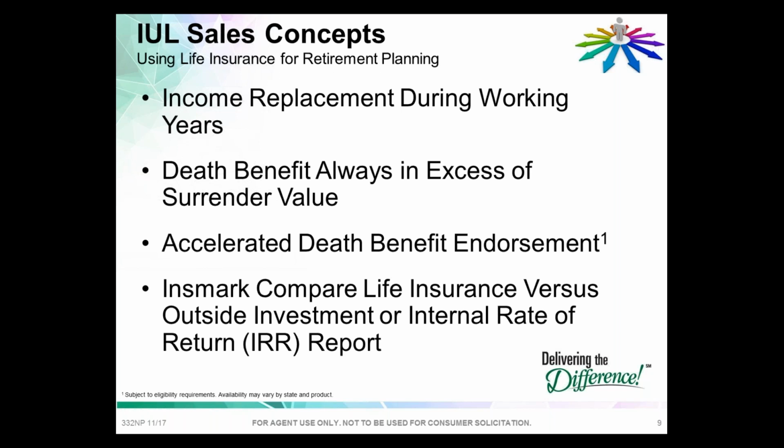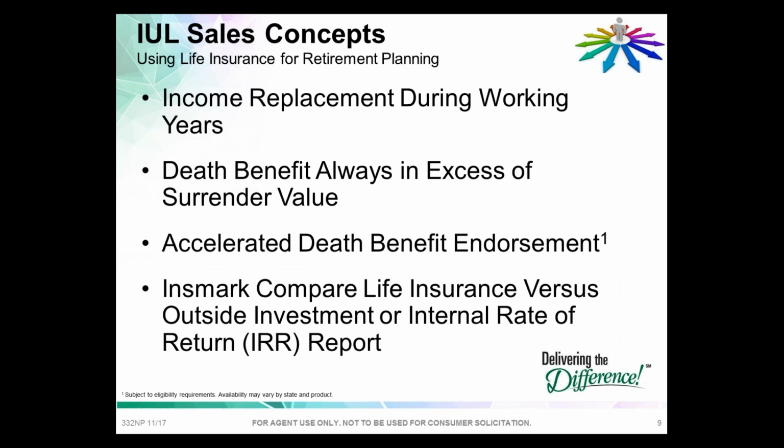But even if you're at age 70 or 75 or 80 and you're taking incomes out of the policy, the death benefit is always higher than the surrender value. So there always is an advantage to that death benefit even beyond the working years. And then other things to consider when you're doing retirement planning, remember the accelerated death benefit endorsements that you can accelerate for other living needs.